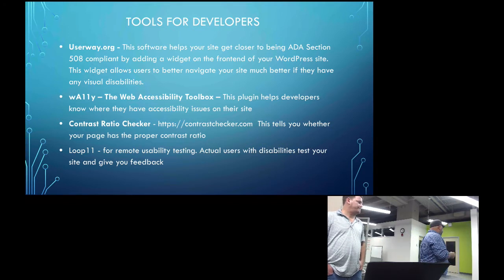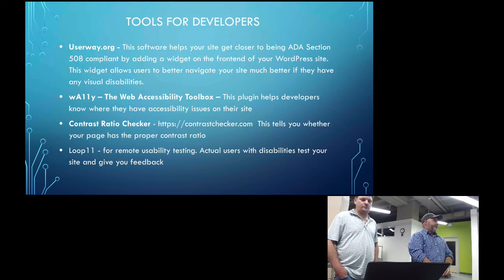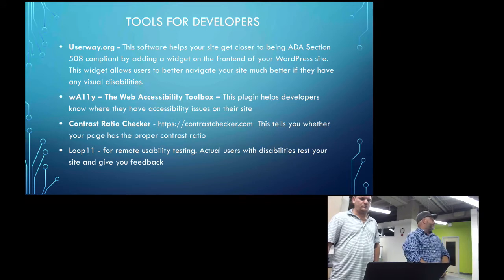Loop 11. This is where actual users with disabilities test your site and give you feedback. That's pretty interesting. They're not going to help you with how to fix it, but they'll tell you where your stumbling blocks are. So that's very useful if you're really trying to help the end user.